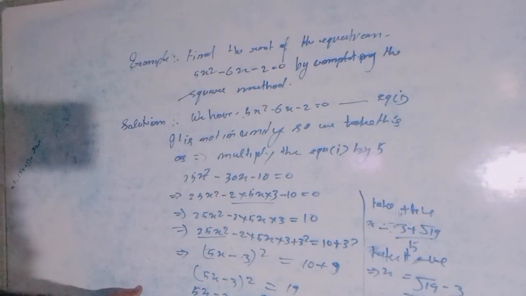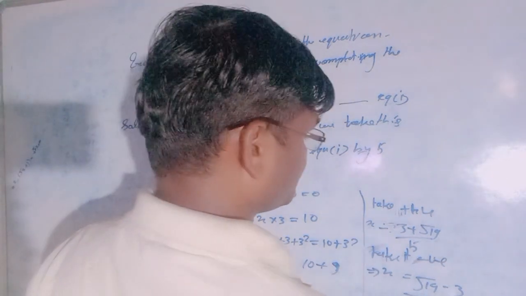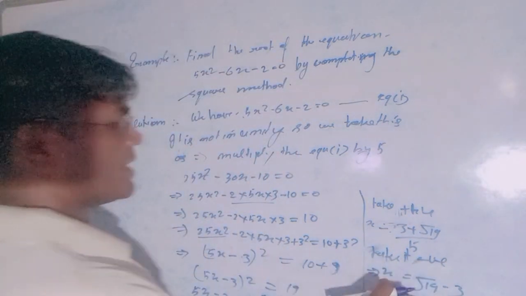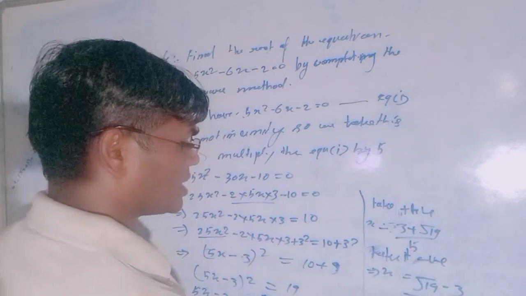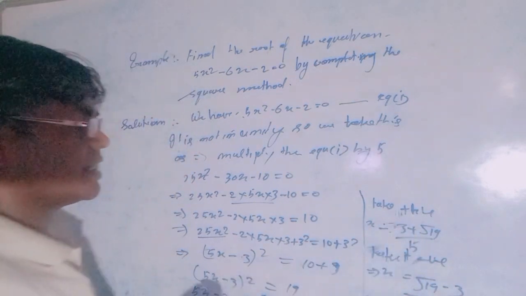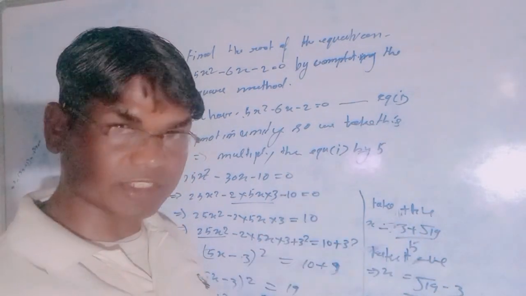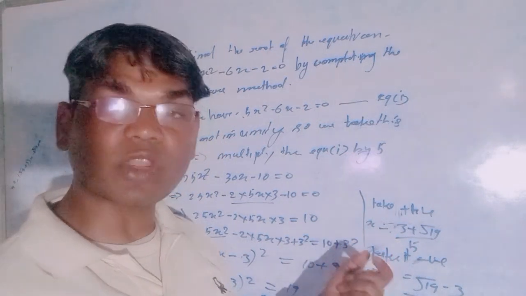This will be the equations: root 19 minus 3 by 5 and 3 minus root 19 by 5. These are the equations, and this will be our answer, the roots of the given equations and the solutions of these types of quadratic equations.